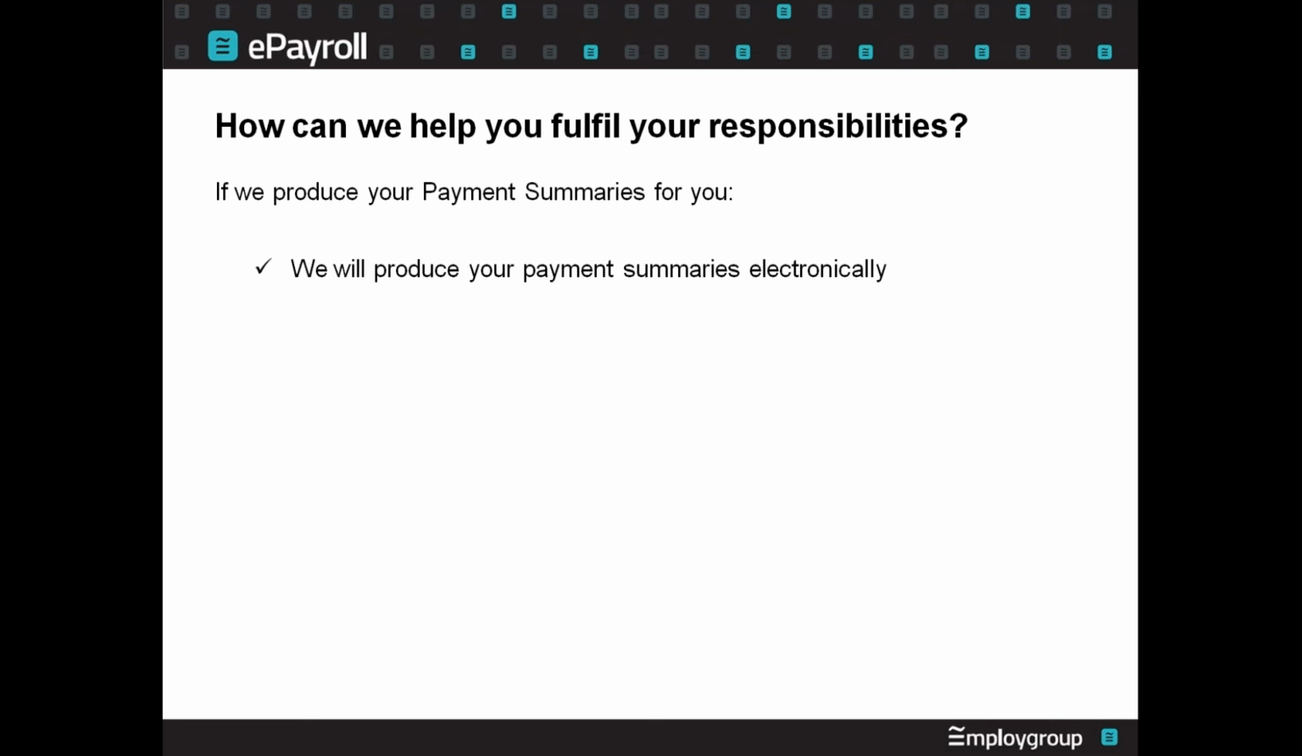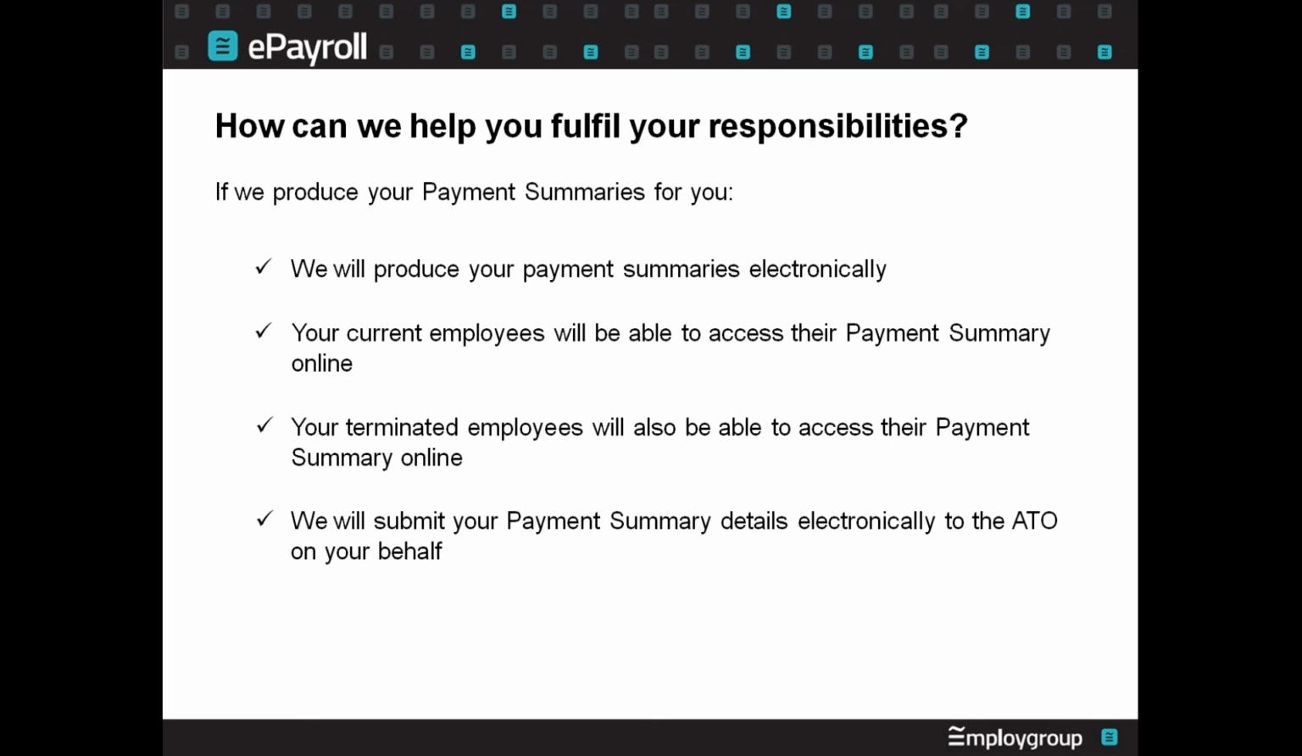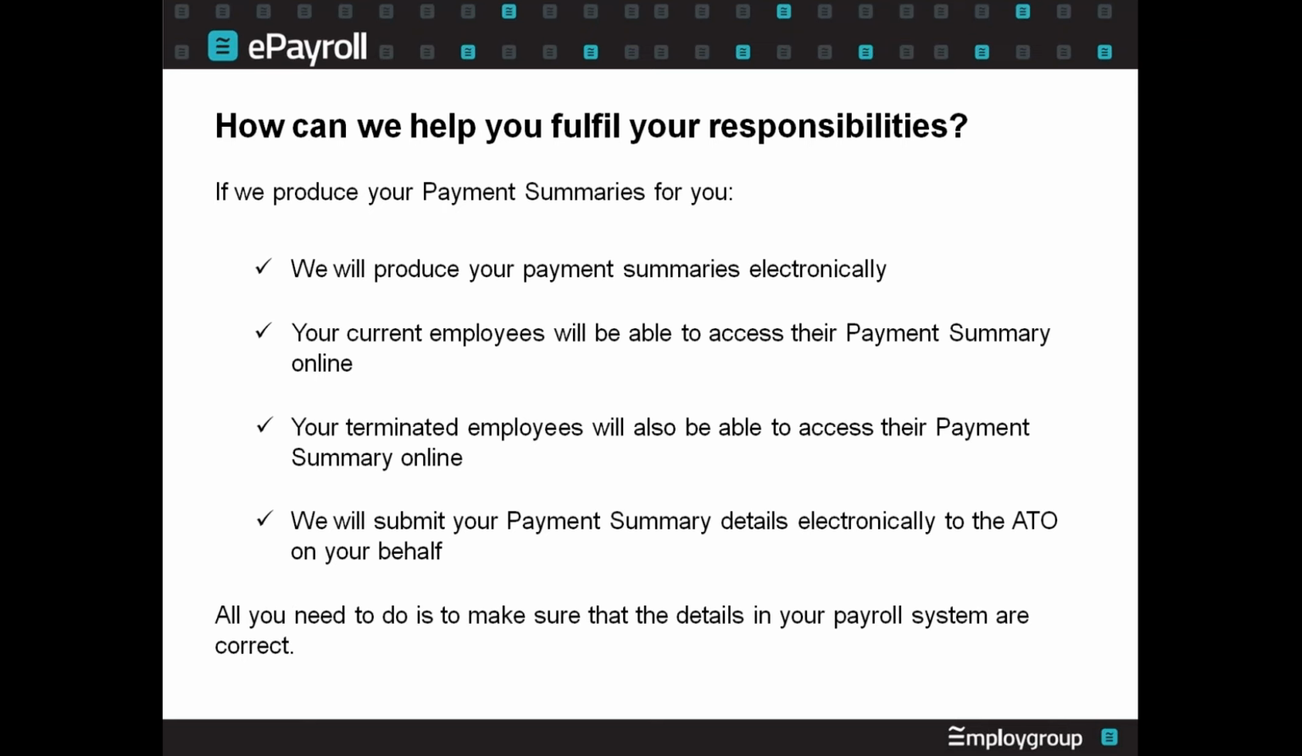If we produce your payment summaries for you, we will produce your payment summaries electronically. Your current employees will be able to access their payment summaries online. Your terminated employees will also be able to access their payment summaries online, and we will submit your payment summary details electronically to the ATO on your behalf. And we can also print and post them to your employees if you request that. Basically, all you need to do is make sure the details in your payroll system are correct.